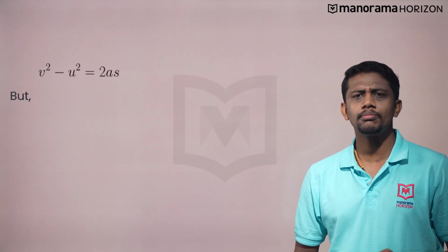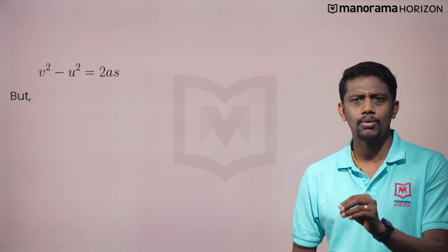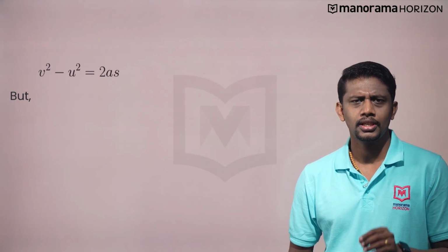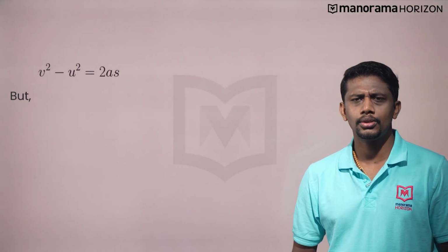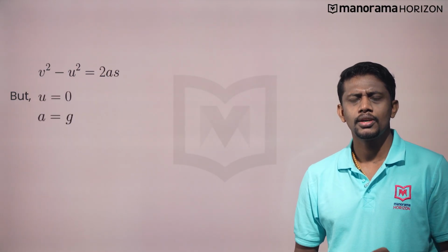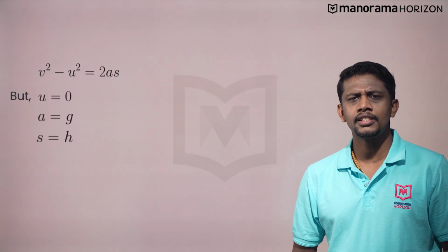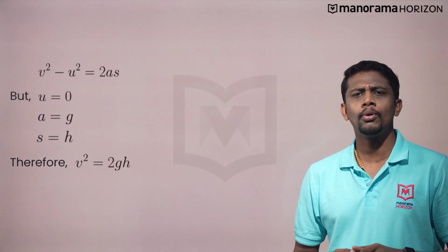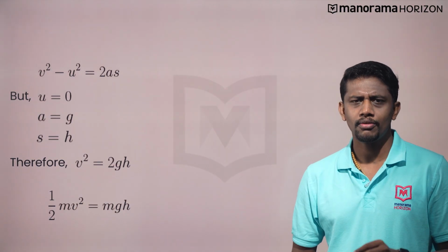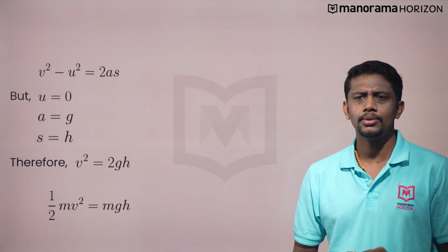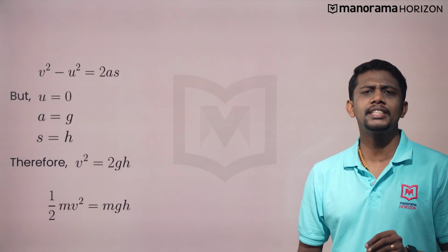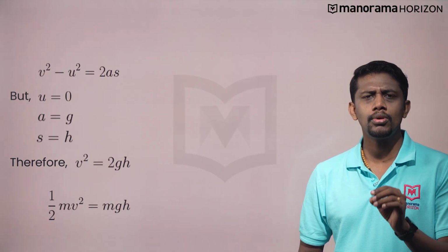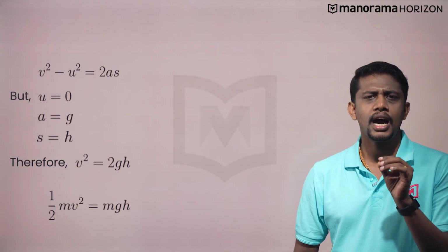When the ball is released, it falls down with an acceleration minus g. So, the velocity of the ball just before it hits the ground can be given by the kinematic equation v square minus u square is equal to 2as. But here u is equal to 0, a is acceleration due to gravity and s is equal to height. Now, multiplying both sides with half times m, we get half mv square is equal to mgh. This means that the potential energy stored in the ball gets converted into kinetic energy as it falls to the ground.